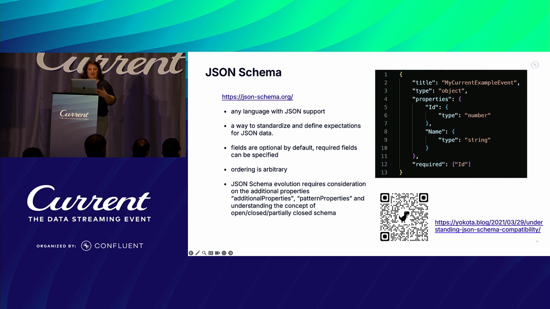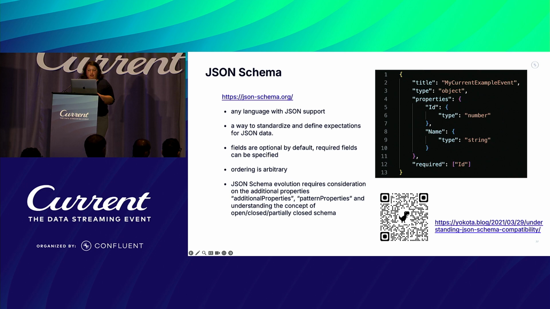JSON schema compatibility rules are loosely based on similar rules for Avro. However, the rules for backward compatibility are more complex. So for object schemas, JSON schema supports open content models, closed content models, and partially open content models. An open content model allows any number of additional properties to appear in a JSON document without being specified in the JSON schema. This is achieved by specifying additional properties as true, and this is the default.